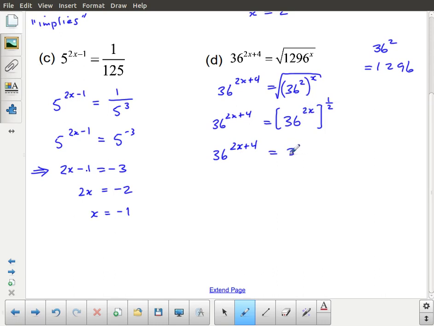So it becomes 36 to the 2x to the 1/2, which means multiply these exponents together. 2x times 1/2 is simply x. And now we are ready to say this implies that 2x plus 4 must be equal to x. I'm going to bring the x over to the left side. 2x minus x is x. Then I'm going to bring the positive 4 over to the right side, and we end up with x equals -4.